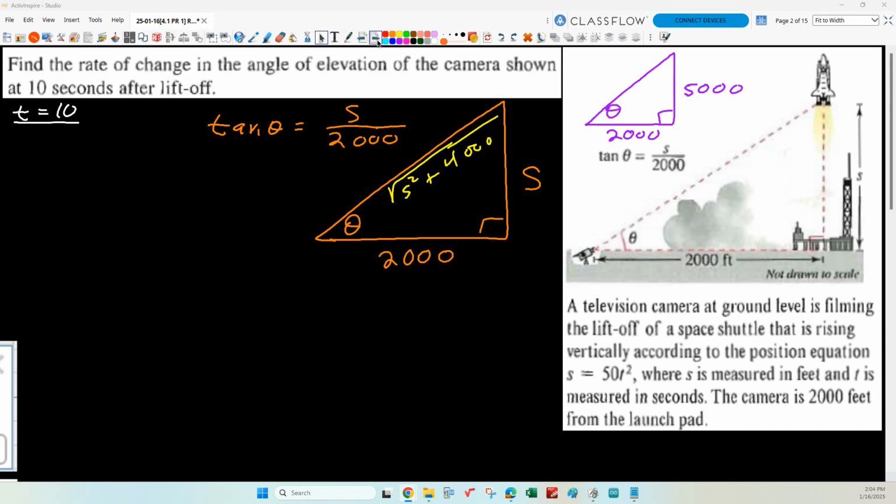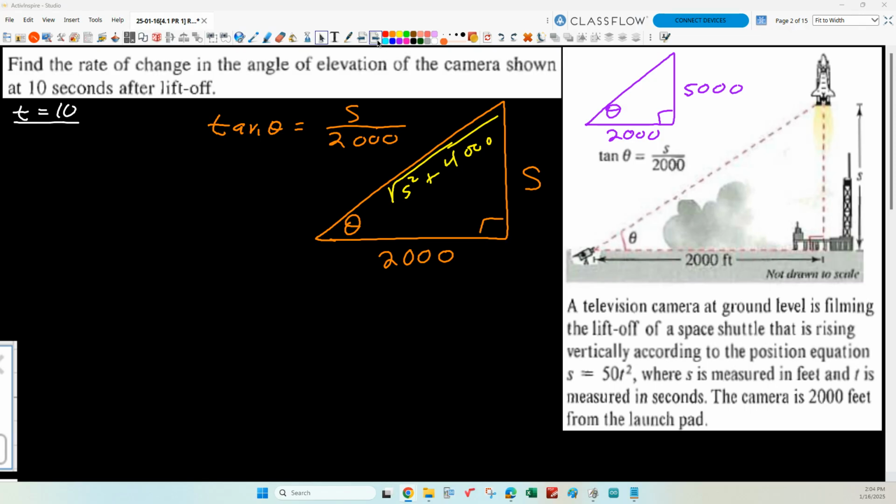So we looked at one example yesterday. Let's look at this one today. This is a good one. So here's the picture that comes with it. A television camera at ground level is filming the liftoff of a space shuttle that is rising vertically according to the position equation S, which is the vertical height, equals 50t squared. So they're giving us a kinematics equation, where S is measured in feet and t is measured in seconds. The camera is 2,000 feet away from the launch pad.